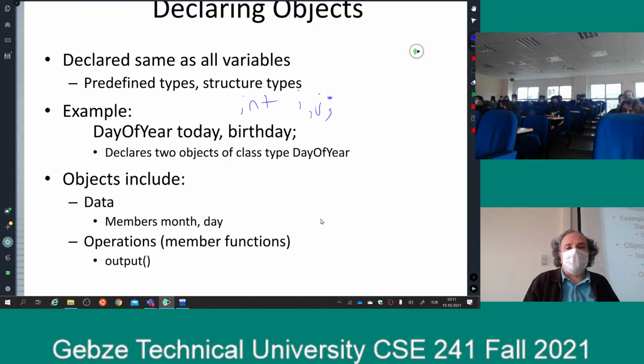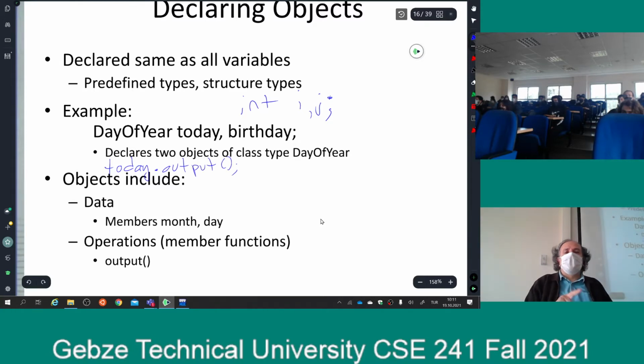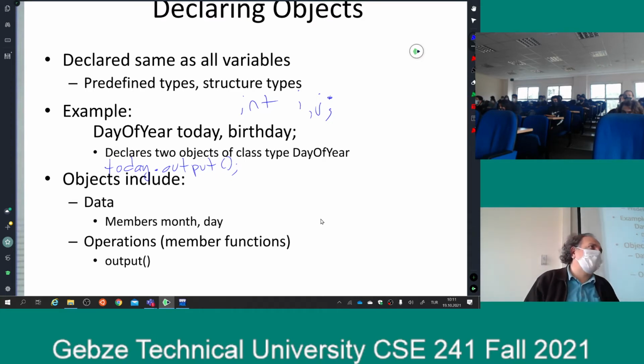So after doing this, the day of year, today and birthday, I can say today dot output. Okay, now I call the function output on today. Whatever the content of today is, this one will print on the screen. It doesn't print it automatically. Of course, somebody has to implement this output function, and we are going to implement it in a few minutes.